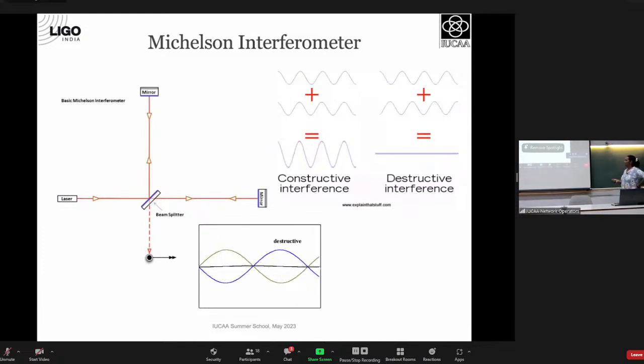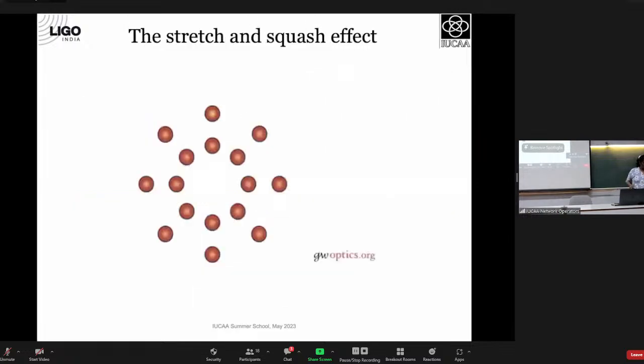In a Michelson interferometer, you have a laser, then a beam splitter that splits the beam in two directions. The light goes to the end and comes back and recombines at the beam splitter. What you see at the output port is either constructive or destructive interference, depending on the phase difference of the light that comes back. When there is constructive interference, you get a bright fringe, and when there is destructive interference, you have a dark fringe. So this is basic.